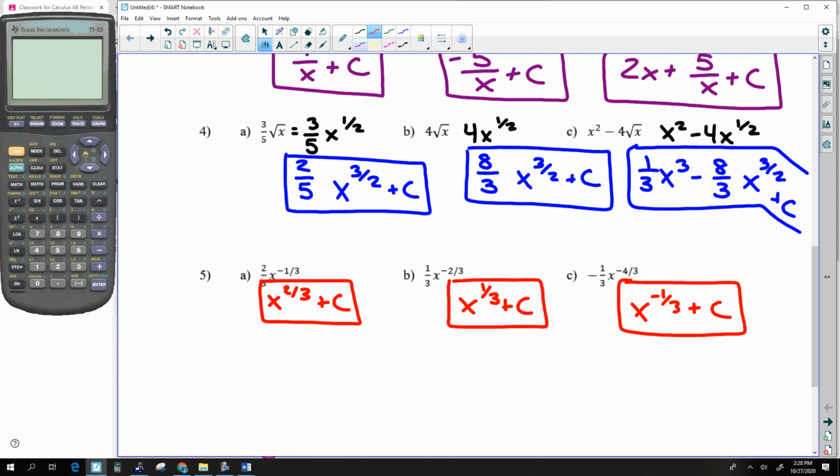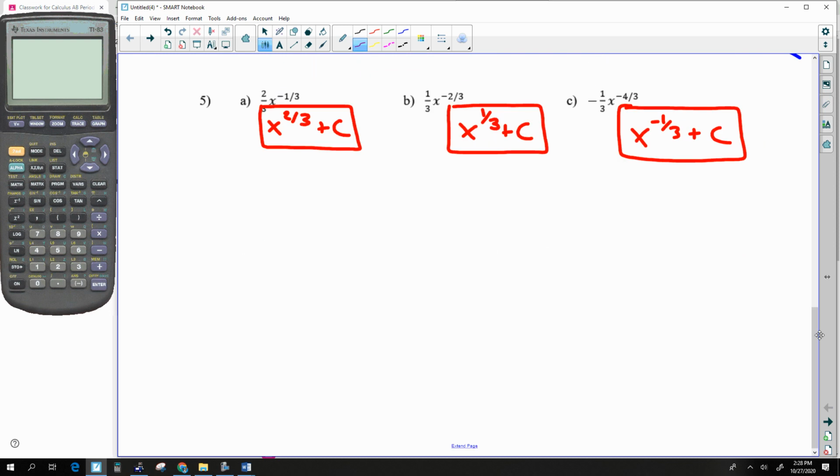And again, if you're worried, hey, did I do this right? Do I have the right answer? If I take a derivative of this, it should turn back into the original problem. If it doesn't, you did it wrong.